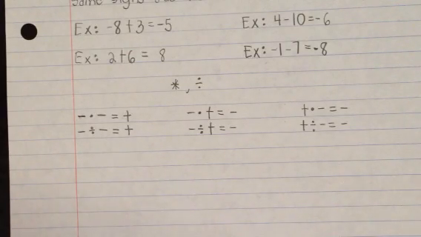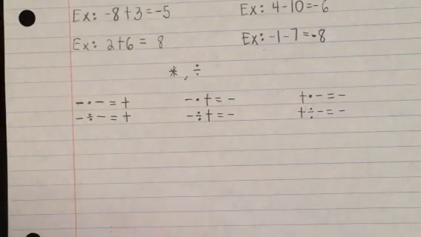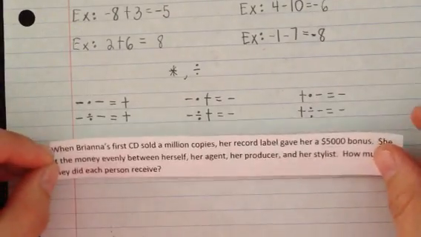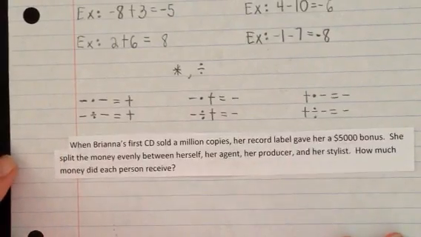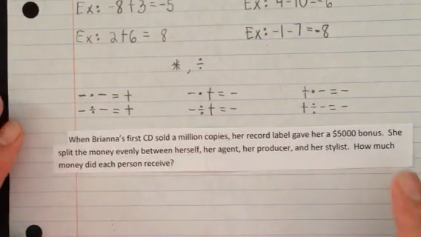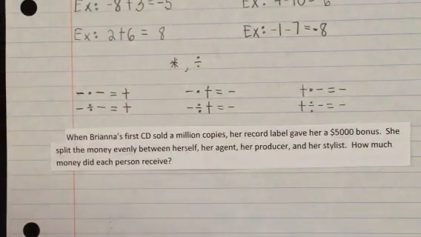Okay, so now let's move on. I'm not going to do any examples with those because we're going to do some word problems that includes that. So you don't have this yet, but I'll give you one to stick into your notebook tomorrow. Let's look at our first word example. So when Brianna's first CD sold 1 million copies, her record label gave her a $5,000 bonus. She split the money evenly between herself, her agent, her producer, and her stylist. How much money did each person receive?